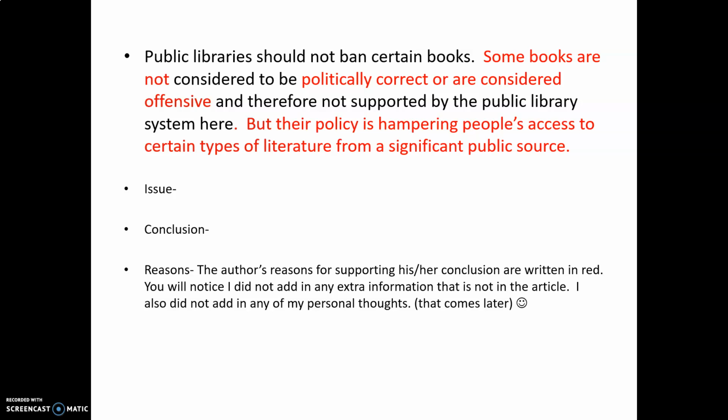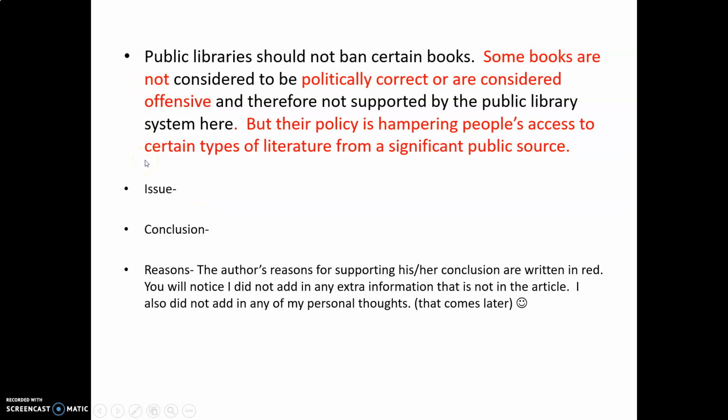because in this article, it's pretty much written in the literal level that this author says some books are not politically correct or they're considered offensive, their policy is hampering people's access, and so forth. So the parts I highlighted in red, this would be the author's reasons. So the first part of dissecting an argument is very robotic. You're only looking at the print, you're only pulling information from the print.